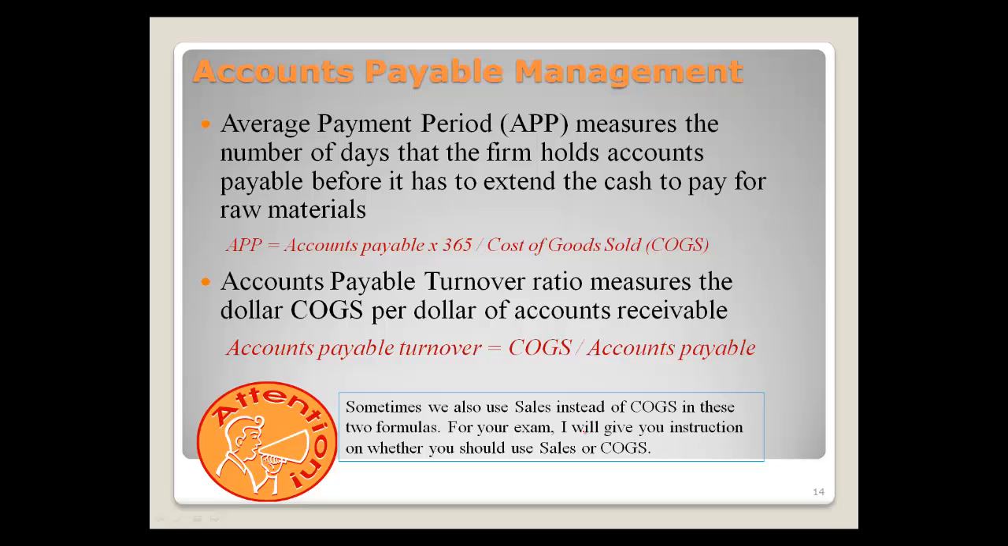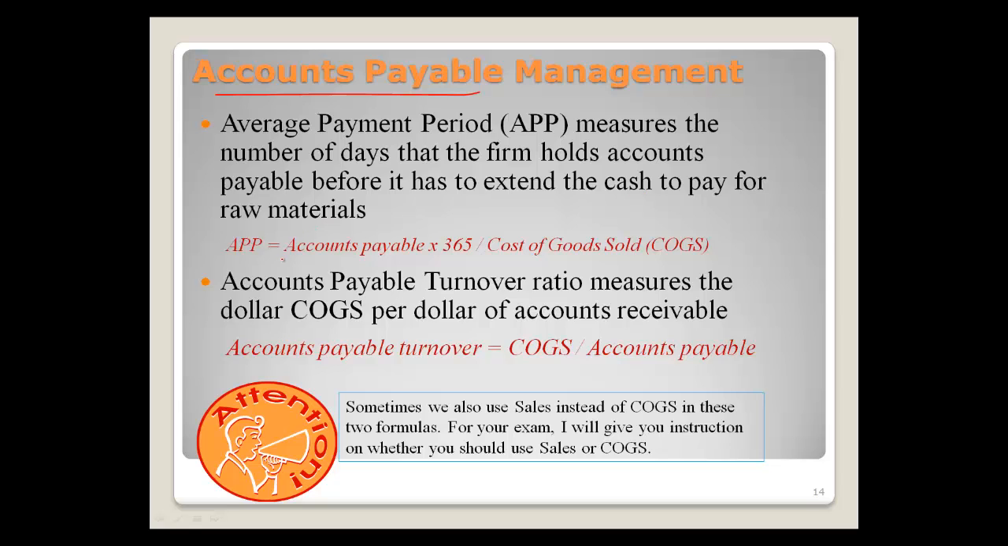Since we talked about account receivable, which is the money you are going to collect from your customers, we can also look at account payable, which is the money you are going to pay to your suppliers. So we also have the account payable management ratios, which measure how efficiently you are managing your account payable. The first ratio is the average payment period, which measures the number of days that the company holds account payable before it has to pay cash to the suppliers for the raw materials you buy from them.